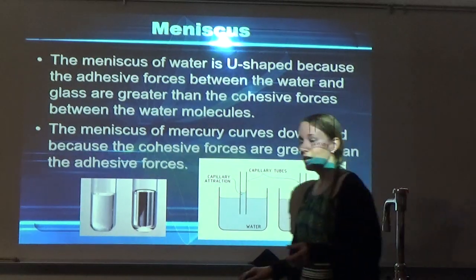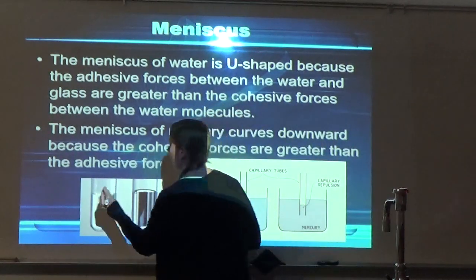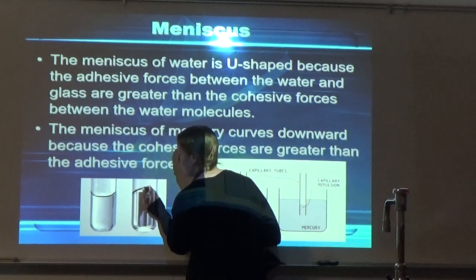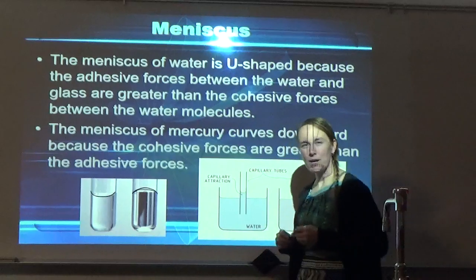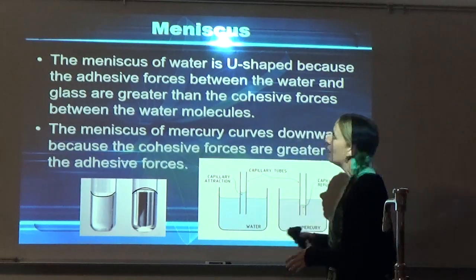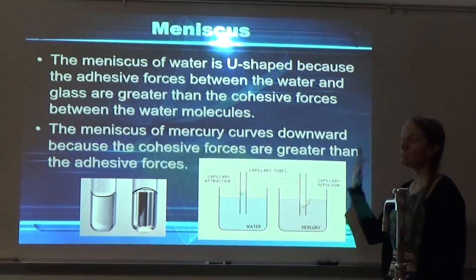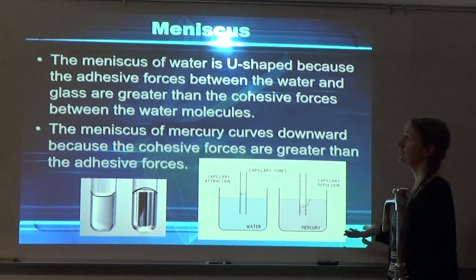So, I know it might be kind of hard for you to see in the video, water's meniscus is like this, whereas mercury's meniscus is like this. Okay, I know it's probably hard to see in the video. So what's going on there? Why does one go like this, but yet one goes like this? Well, it's based on those adhesive and cohesive forces.